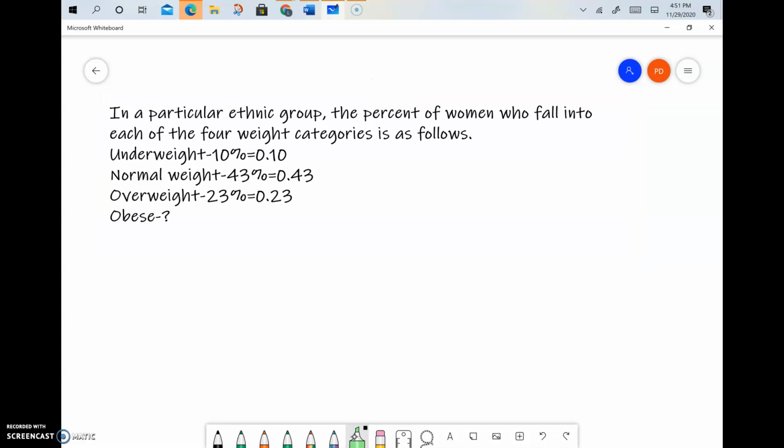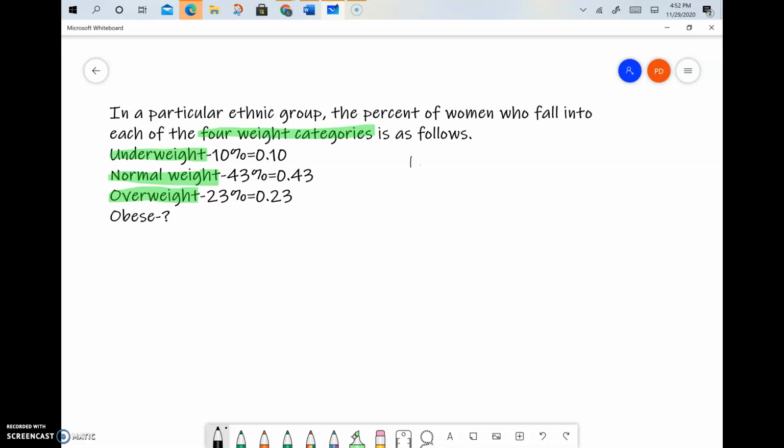In a particular ethnic group, the percent of women who fall into each of the four weight categories is as follows. Underweight is 10% or 0.10. Normal weight is 0.43. Overweight is 0.23. And assuming that this is a legitimate probability distribution, we need to figure out the percent of women who are in the obese category. So what is a legitimate probability distribution?